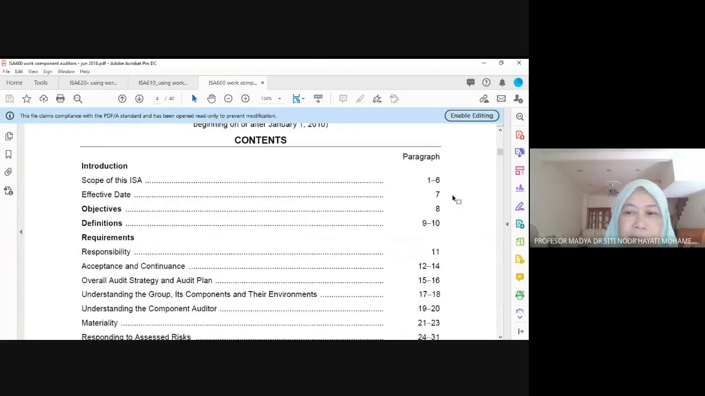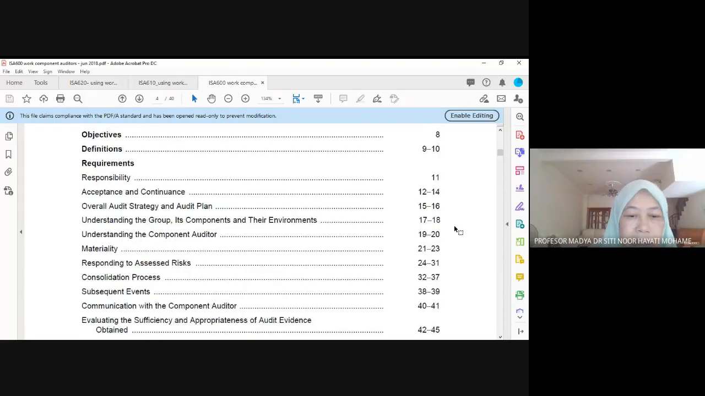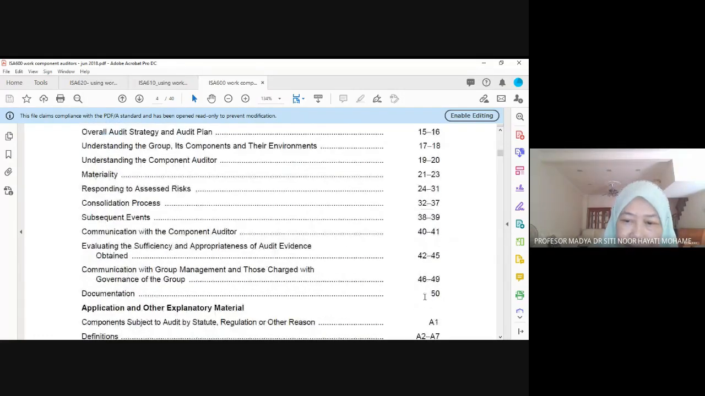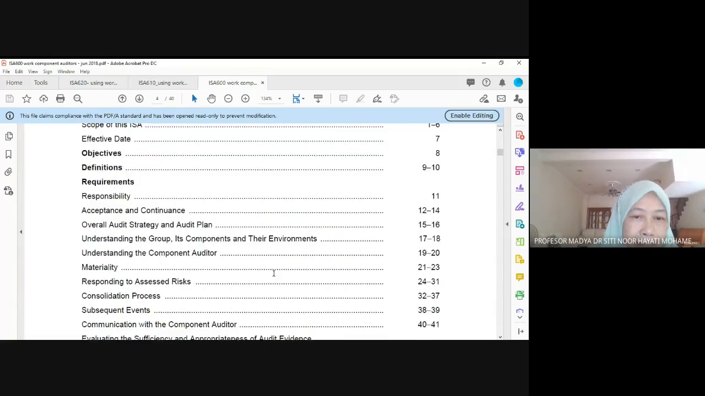The contents of the standard. So the requirement covers from section 11 until section 50. Yes, section 50. So it's a lot here. Yeah, a lot.